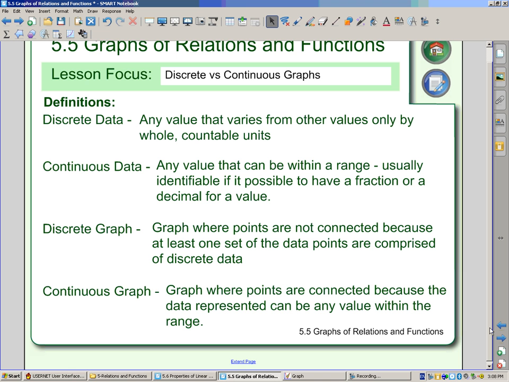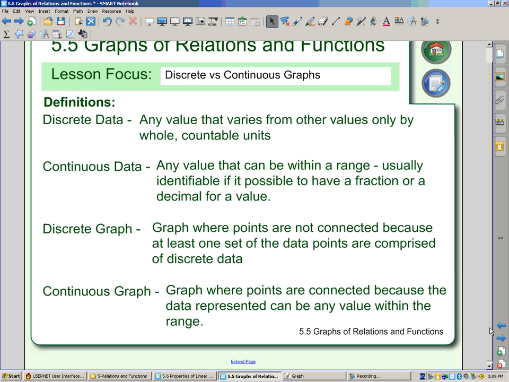Continuous data is any value that can be within a range. So usually this is identifiable if it's possible to have a fraction or a decimal for a value. Like if I wanted to look at time, time's continuous, right? It's not like the clock actually stops. There's tenths of seconds, hundredths of seconds. And so time is a continuum. So that's a big one. If I can have a fraction or a decimal or something along that line, we've got a point whatever, then we're dealing with continuous data.